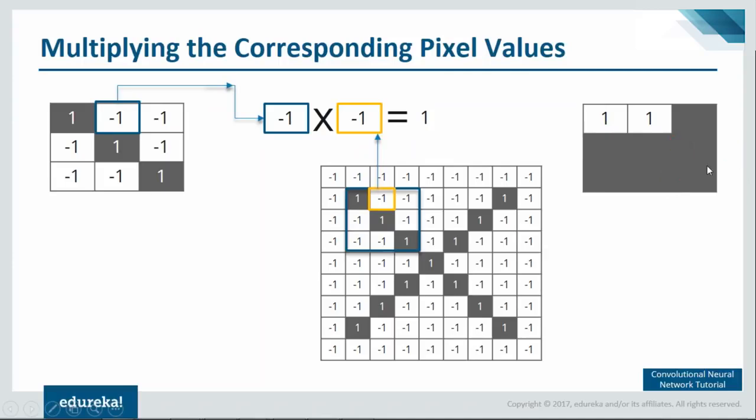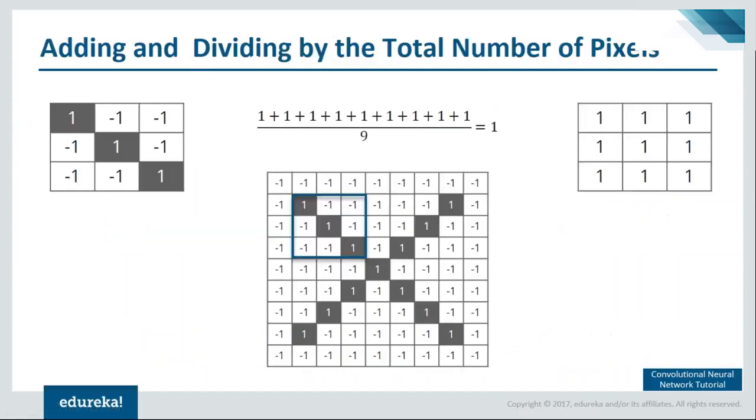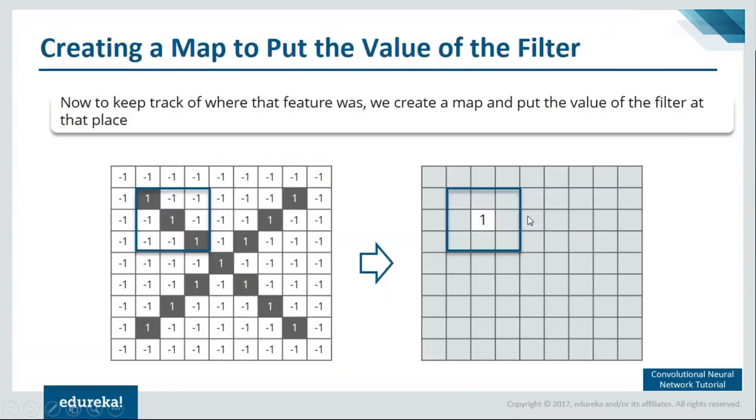All right. And once we are done with the multiplication of all the corresponding pixels in the feature as well as in the image, we need to follow two more steps. We need to add them up and divide by the total number of pixels in the feature. So after the multiplication of the corresponding pixel values, we add all these values, divide by the total number of pixels, and we get some value, right? Then our next step is to create a map and put the value of the filter at that particular place. We saw that after multiplying the pixel values of a feature with the corresponding pixel values of our image, we get the output, which is 1. So we place 1 here.